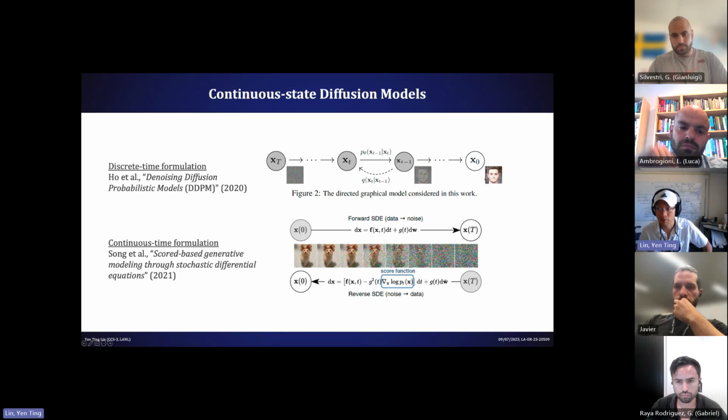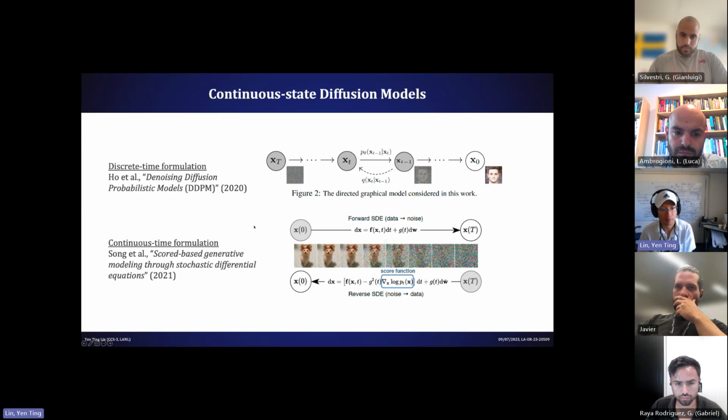I hope you can see my mouth. So the image was noisified using the forward process, unfortunately going to the left in this schematic diagram. And you ask the neural net to learn how to go back using a conditional formula.